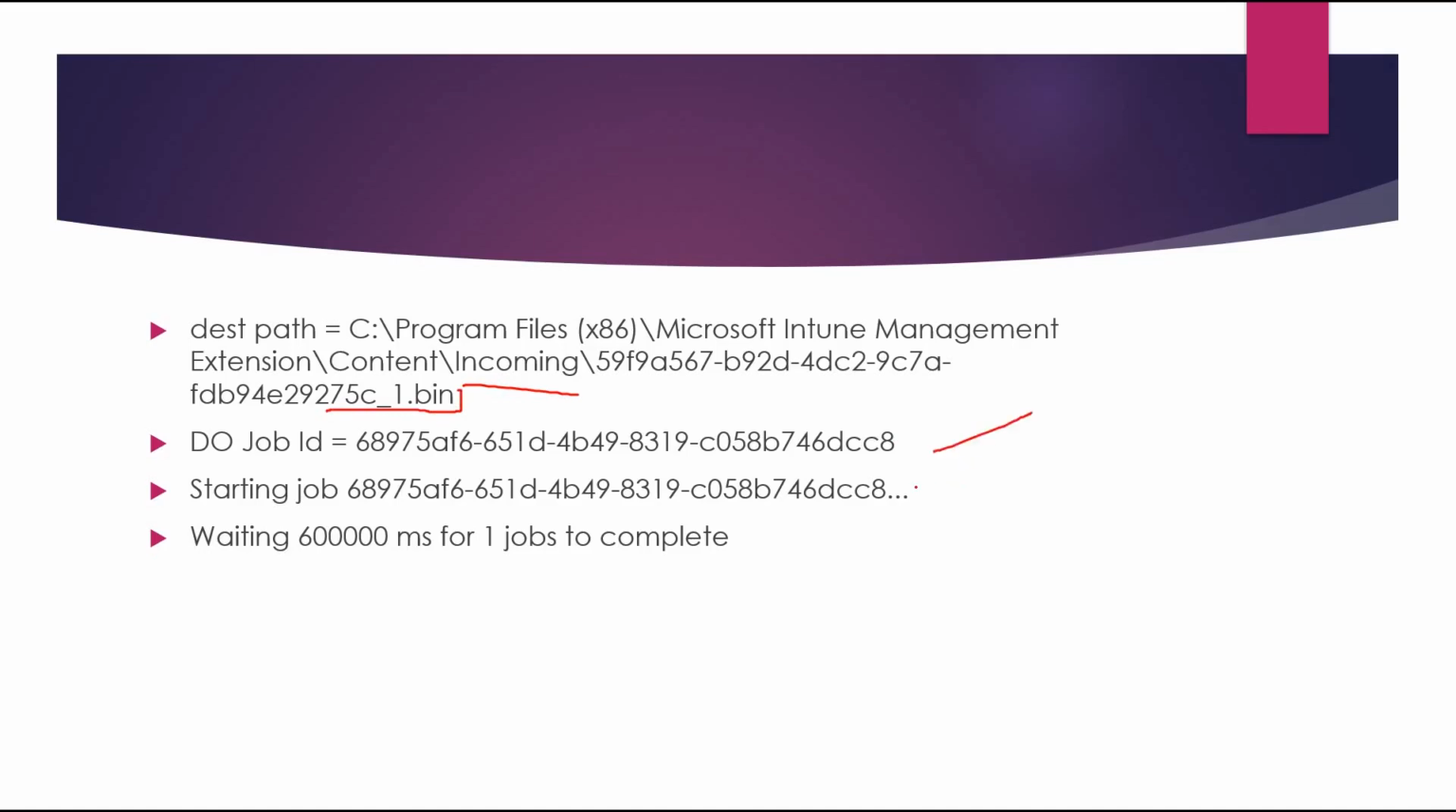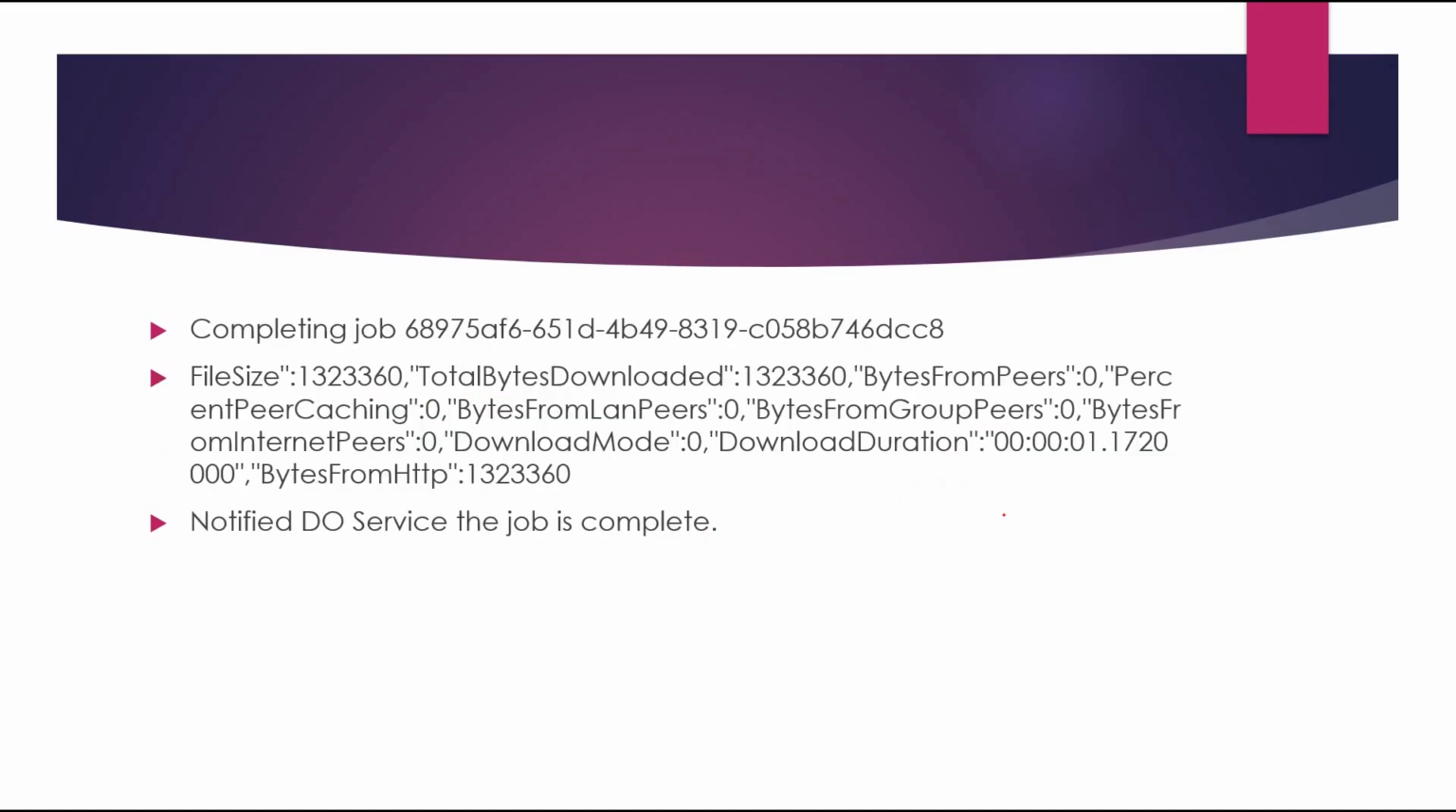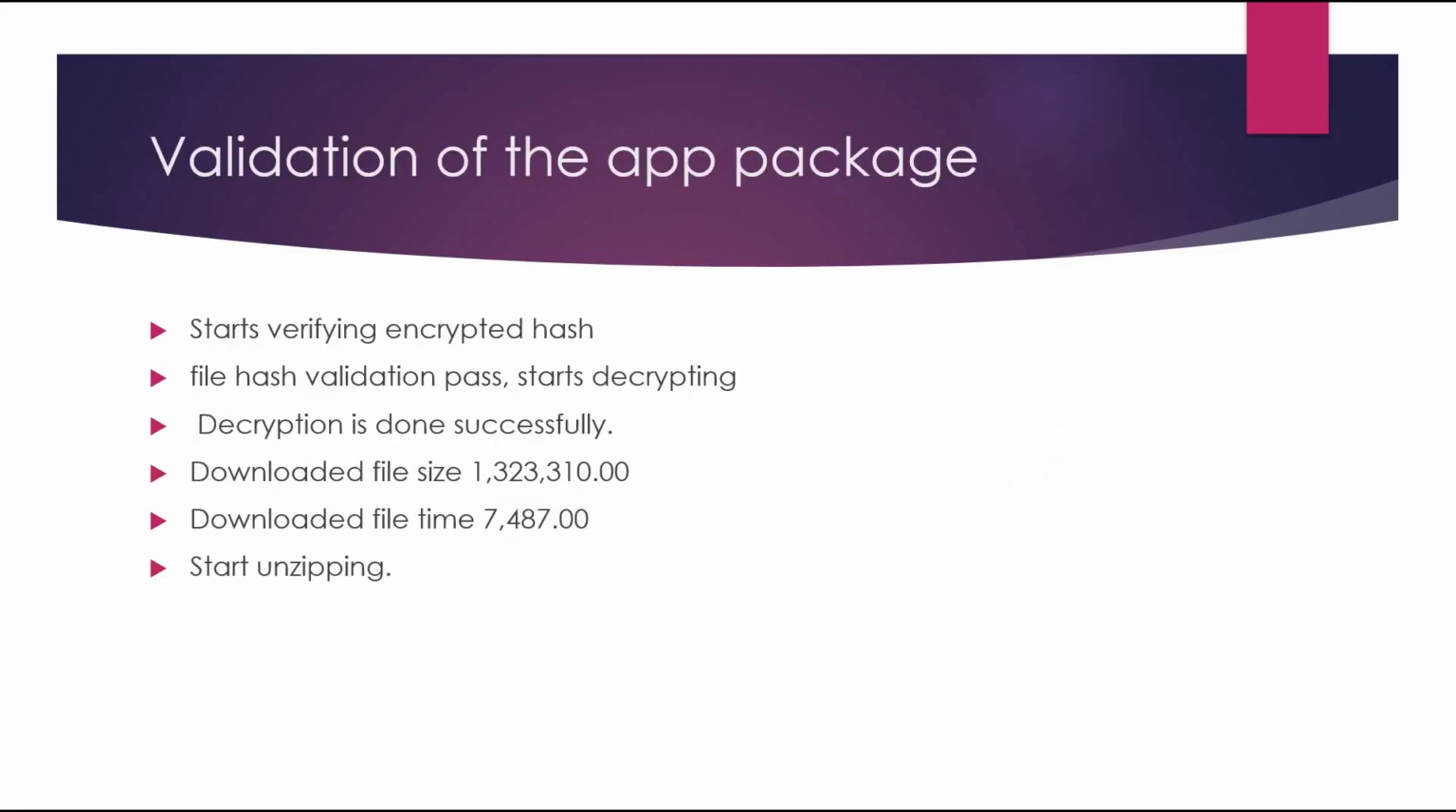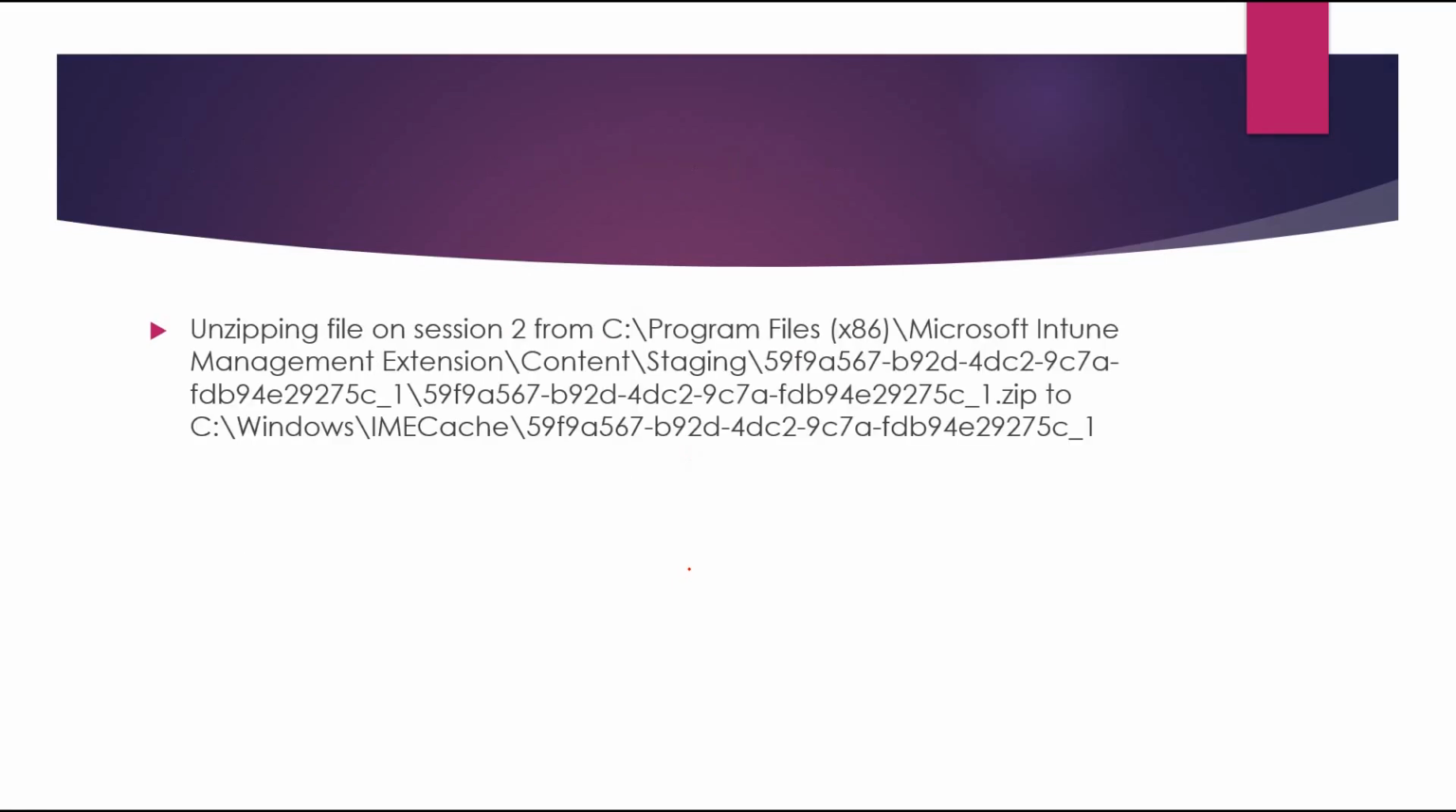This was the job ID, the job was started, the job is finished, and then it will tell us how much time it took, what was the duration, how much of the file was downloaded, and what was the size of the file. And then once the file is downloaded, it will verify the encrypted hash, and then it will decrypt it, note the download file size, and then start to unzip the file.